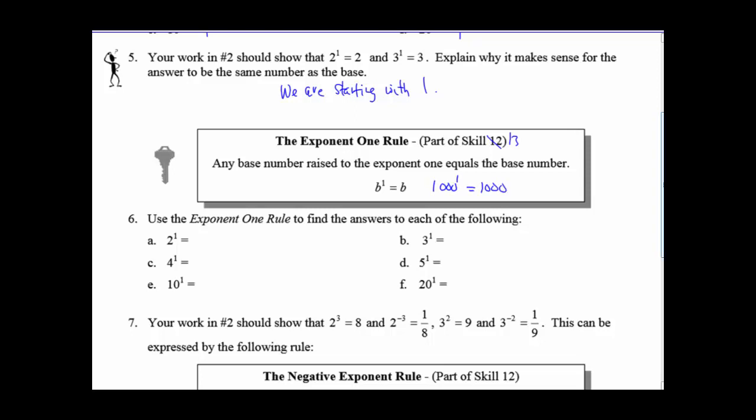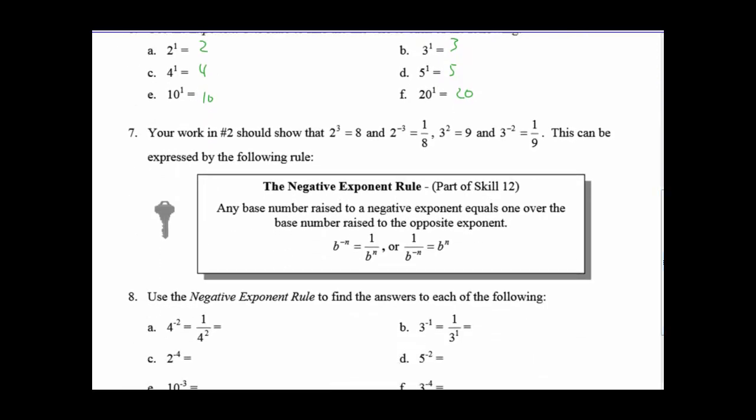So go ahead and pause. This is going to be quick. Do number 6, a, b, c, d, e, and f. Go. Hey, welcome back. 2 to the first is 2, 3 to the first is 3, 4, 5, 10, and 20. I know you're pretty good at that.